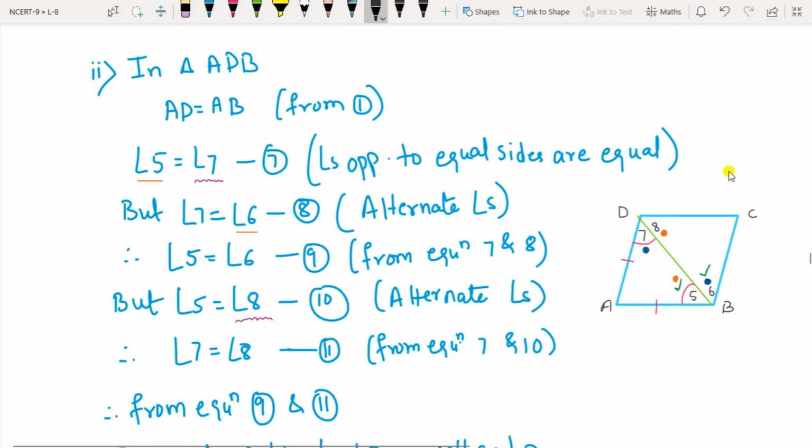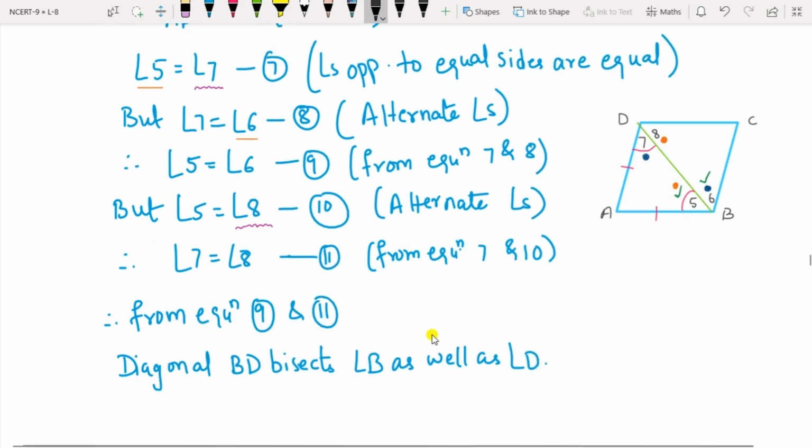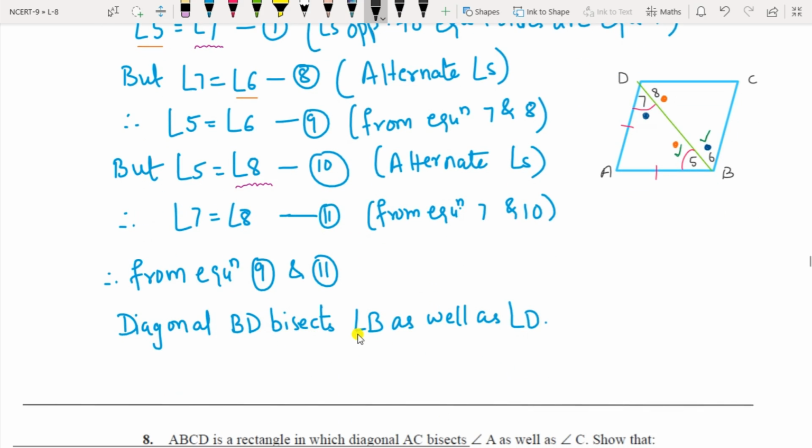Now similarly in this case, we have to take BD as a diagonal, and the same process I have taken 5, 6, 7, 8 as the angles. So from 1 we can say that AD is equal to AB, sides of a rhombus, and therefore 5 and 7 will be equal. Okay, that is the base angles of isosceles triangles, but 5 is equal to 8 since it is an alternate angle, and 7 is also equal to 6 because of alternate angles, and therefore 7 will be equal to 8 here. Okay, so the same process that we did above, and therefore we can say that BD bisects angle B as well as angle D here.